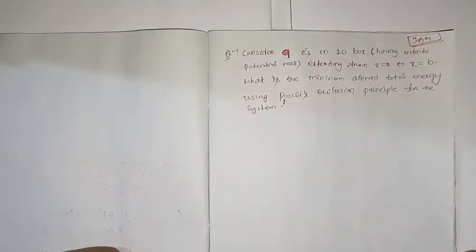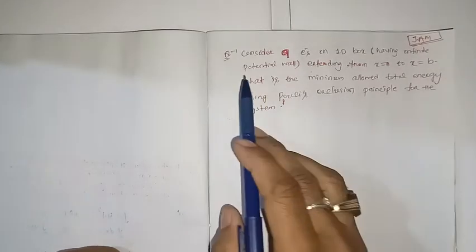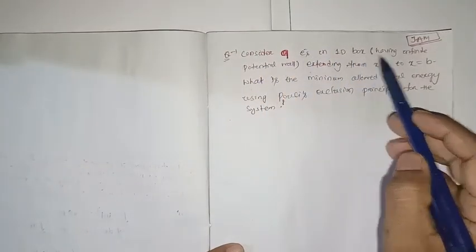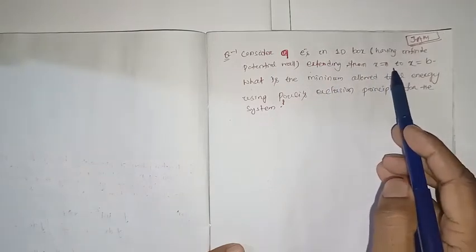Hello everyone. In this video we are going to discuss two important questions belonging to quantum mechanics which will be useful for your JAM exam. So this is the first question: consider 9 electrons in a 1D box having infinite potential wall extending from x equal to 0 to x equal to b.